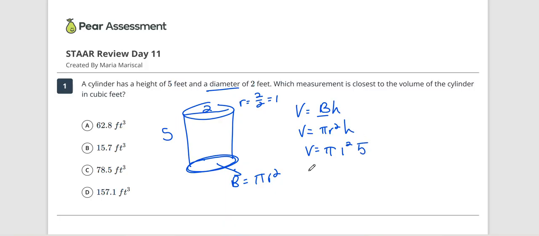This is like a joke. This is like a really joke. So this one you can do it in your brain, however you want to do it. I always use a calculator. Pi 1 squared 5.